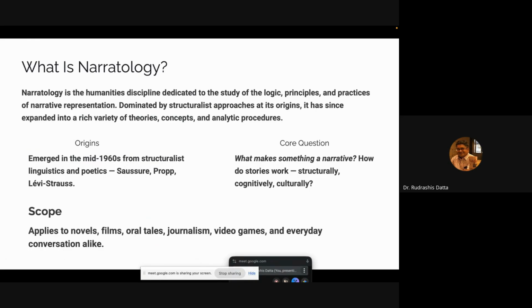Now, the first thing that we have to keep in mind, as we have already suggested, is what narratology is. Narratology is the humanities discipline dedicated to the study of the principles and practices of narrative representation. That is, how do we tell a story? This is extremely important, and today this idea of narratology has touched various theories, concepts, and procedures.